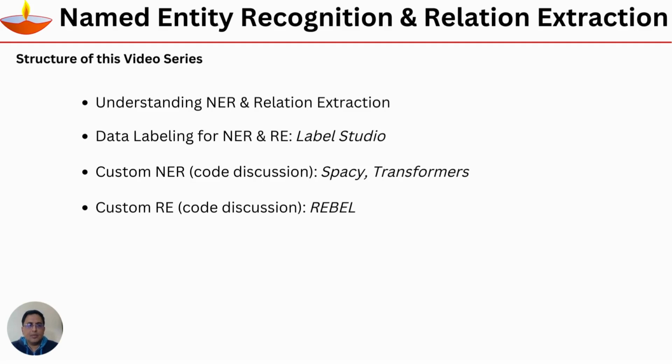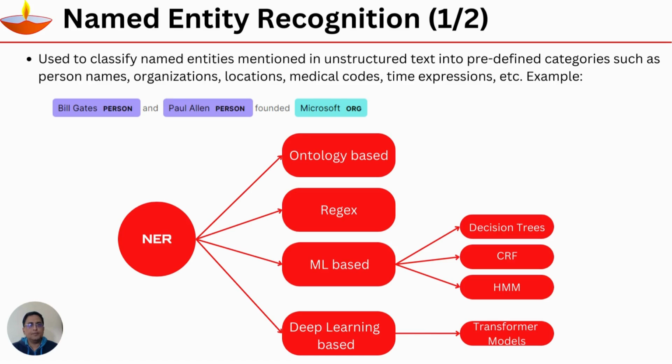In the next session, we will cover the custom NER models built on spaCy and also using several of the transformers like BERT, RoBERTa, Longformer, Reformer, Big Bird, etc. So we'll get to know about them in the upcoming video. Then we'll also talk about the custom RE models. We will have the code discussion around them, and we'll be essentially referring to REBEL and REFER. They are two state-of-the-art models, and we'll refer to both of them in our discussion. Okay, so let's get started.